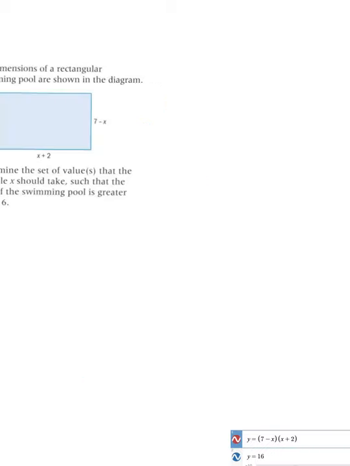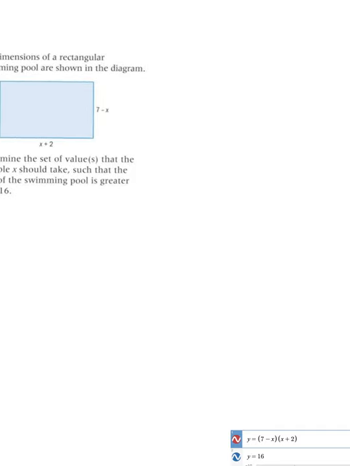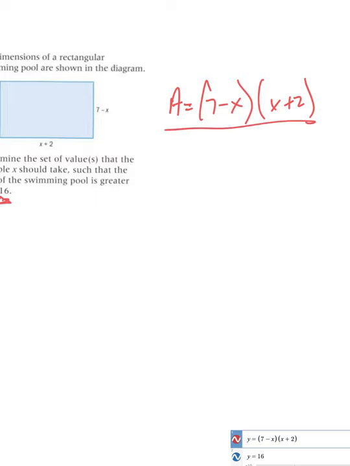Okay, so in this problem here, we are looking for the dimensions of the rectangular area so that the swimming pool has an area greater than 16. So we're looking for area. And so I know that area is going to be 7 minus x times x plus 2. This is my area function. And I want the area to be bigger than or equal to 16.